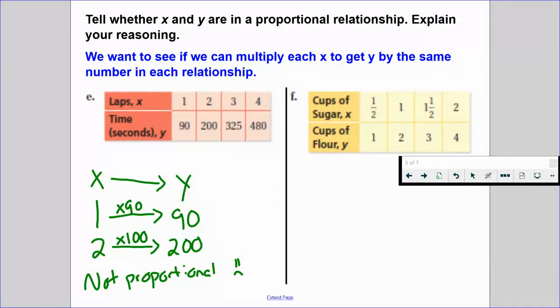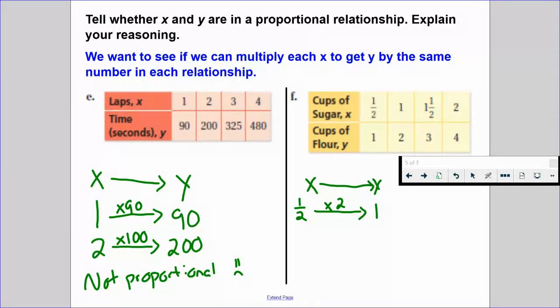Sad face, because we want to have some kind of proportional relationship. But let's look over at the yellow table. I know there's fractions, that's okay. Remember, we want to take our x value, multiply it by a number to get our y value. Well, let's look at the first x value. The first x value I have is 1/2, and I end up with 1. What do I have to multiply 1/2 by to get 1? Yeah, I have to multiply by 2. Because 1/2 times 2 gives us 1. If I have 2 halves, I have a whole.